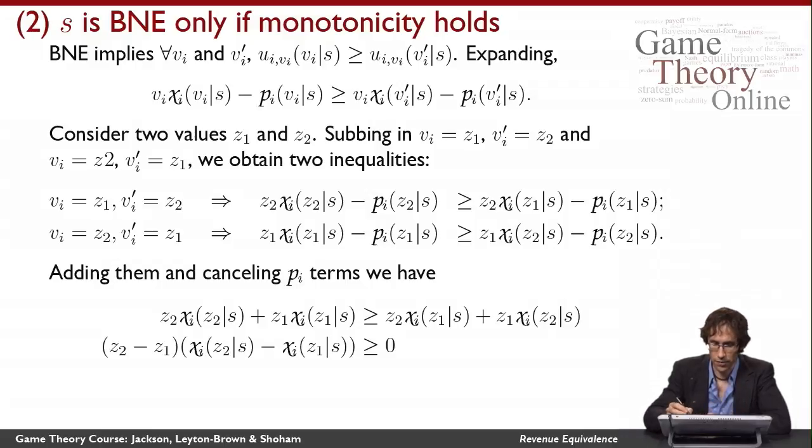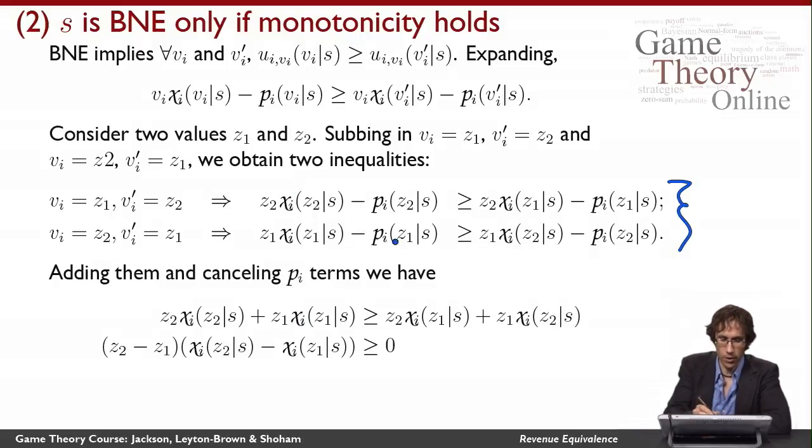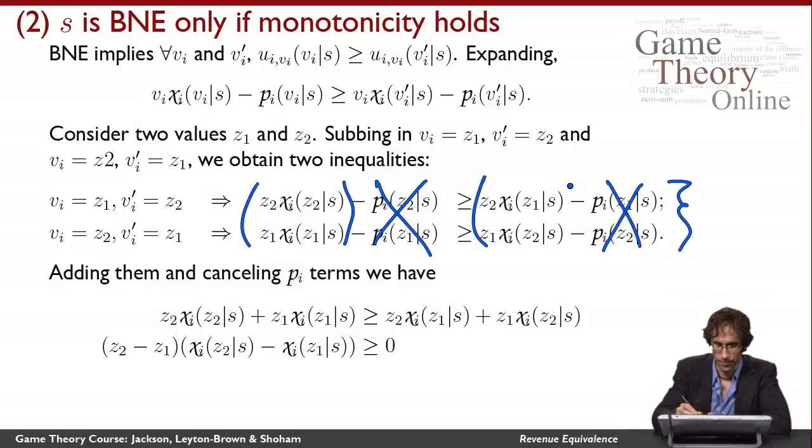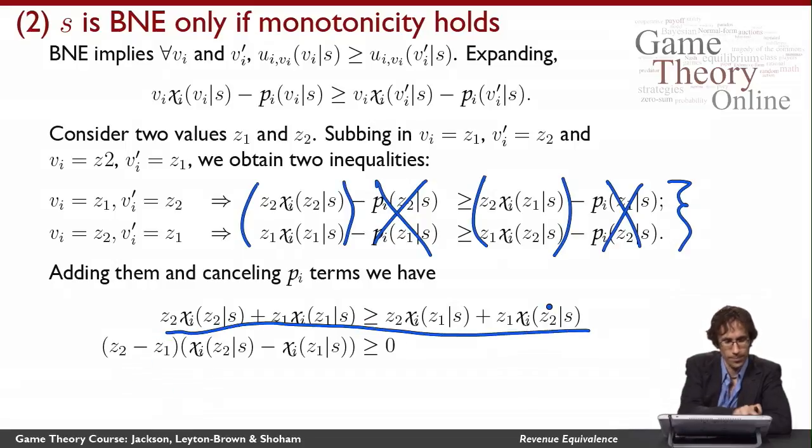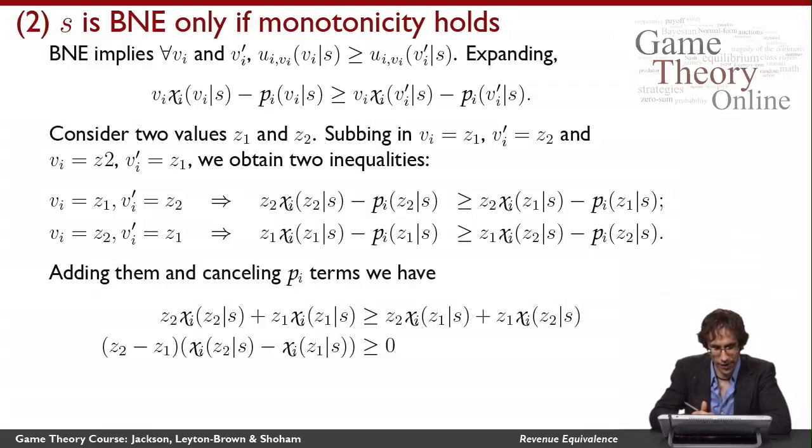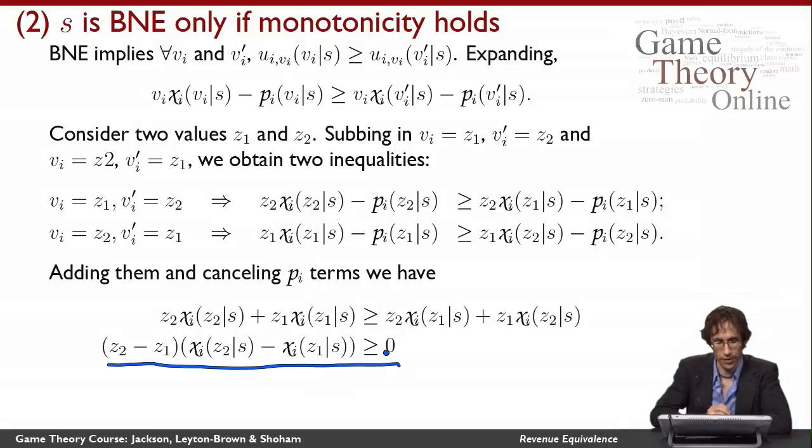Okay, well, I've got these two different inequalities here, so I can just add them together. And if I do that, then that causes these p terms to cancel out. And so then I just get these two things added together. When I do that, I end up with this expression here. And then I can just factor that expression, and I end up with this simpler inequality here that doesn't talk about the payments at all.